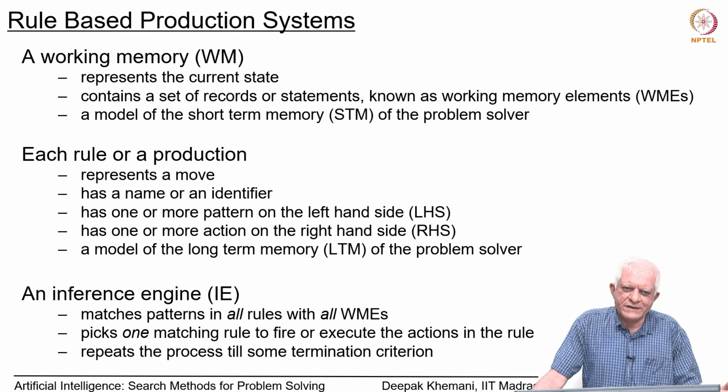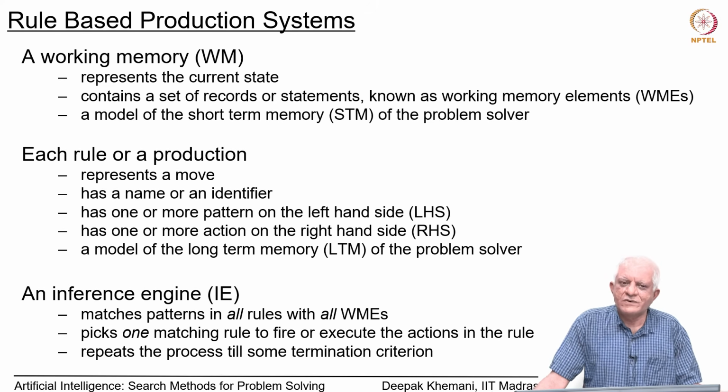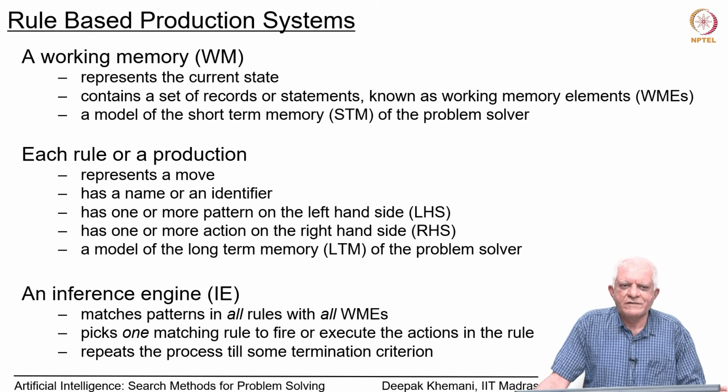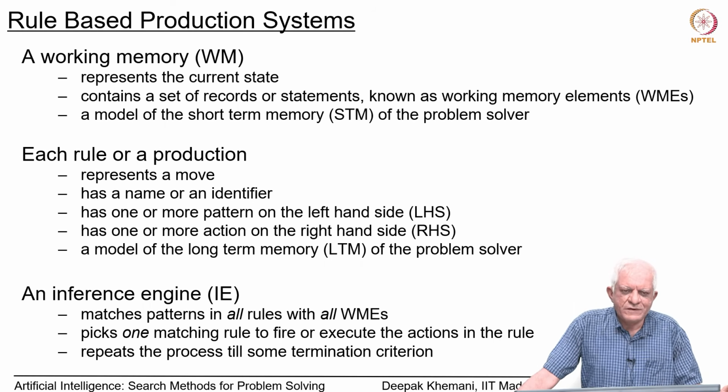We repeat this process till some termination criterion. So, in a way we put this thing into an infinite loop. It keeps matching rules with data, it keeps picking one matching rule from the set which matches, executes it, and goes back and does the whole thing all over again. And of course, we have to put in some termination criteria which will signal the fact that we have solved our problem. As we go along, we will see this in a little bit more detail.